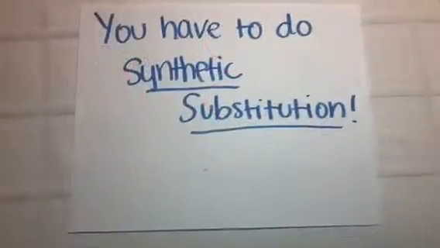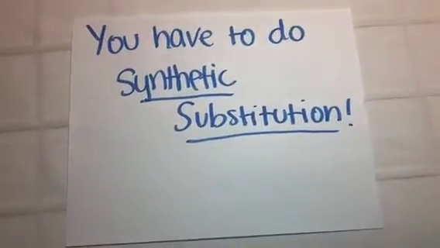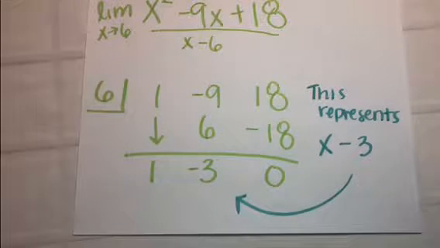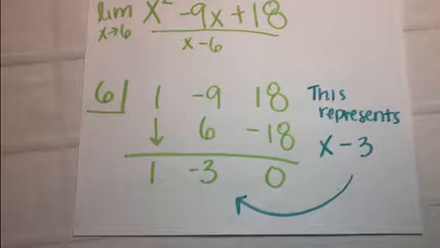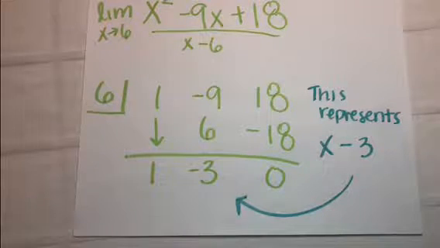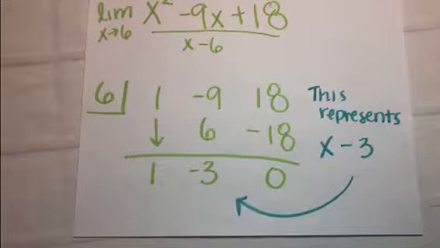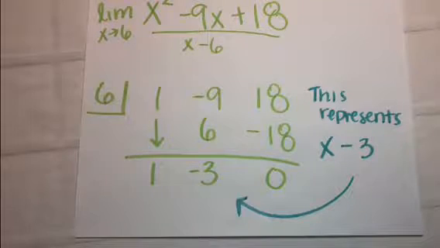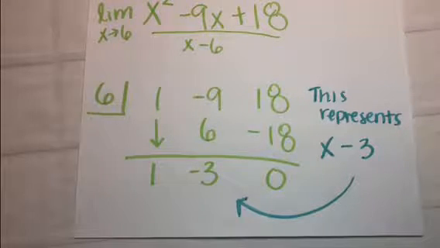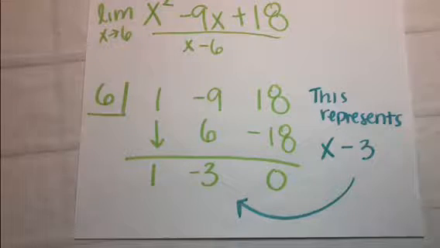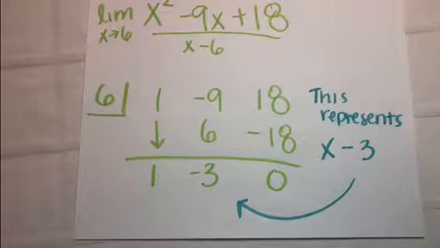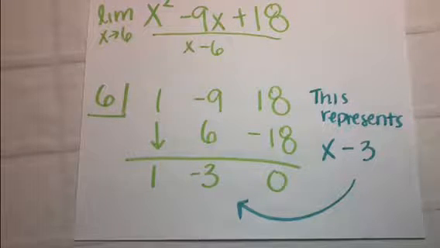So, you have to do synthetic substitution. In order to perform synthetic substitution, you need to have a number in the box at the top because that is what you are trying to divide by. Like how in polynomial long division, you would be dividing by the entirety of the x minus 6, but you only have one part of the factor using synthetic substitution, which is the integers.